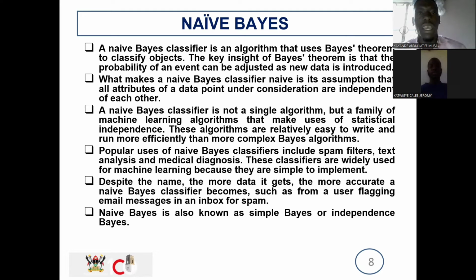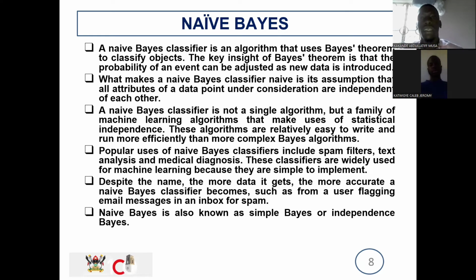So we make a naive Bayes classifier. Naive is the assumption that all attributes of the data point under consideration are independent of each other. So this means that all data types or attributes being used in this theorem are independent of one another.